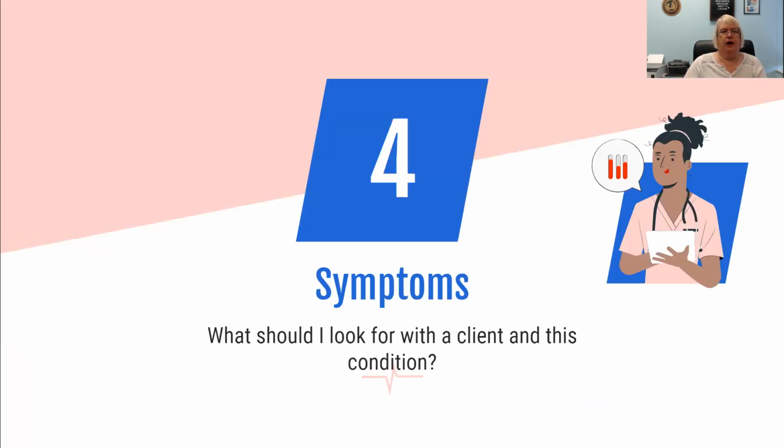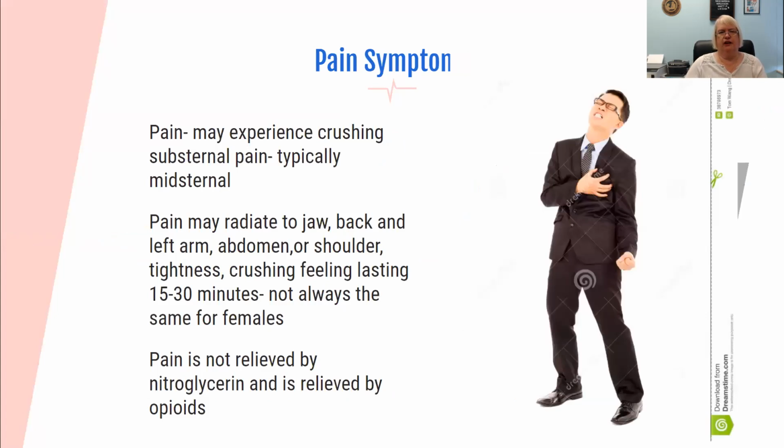So symptoms: what should I look for with a client that has this condition? The first one is pain. They may be experiencing a crushing substernal pain. Most patients are grabbing their chest. Typically, the pain may radiate to the jaw, to the back, to the left arm or shoulder. There's a tightness, a crushing feeling lasting 15 to 30 minutes, and it's not always the same with females, so don't expect the same answers from them.